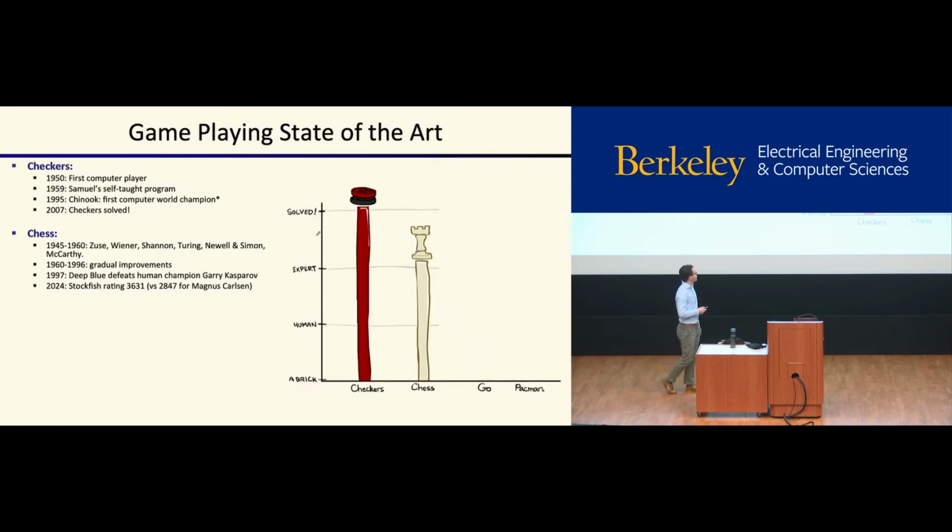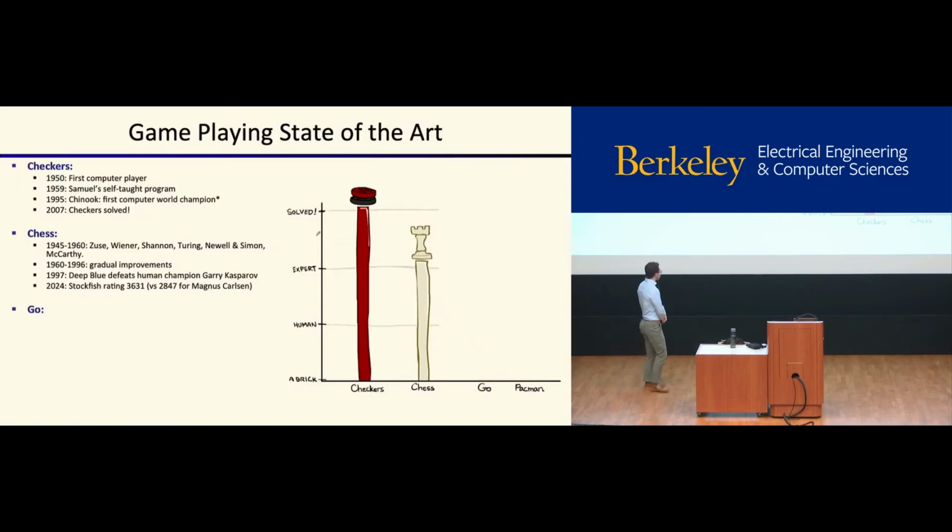So chess is about here. It's not solved yet because the game tree is too big to fit into memory, but for all intents and purposes, humans are never going to win against computers at chess anymore.